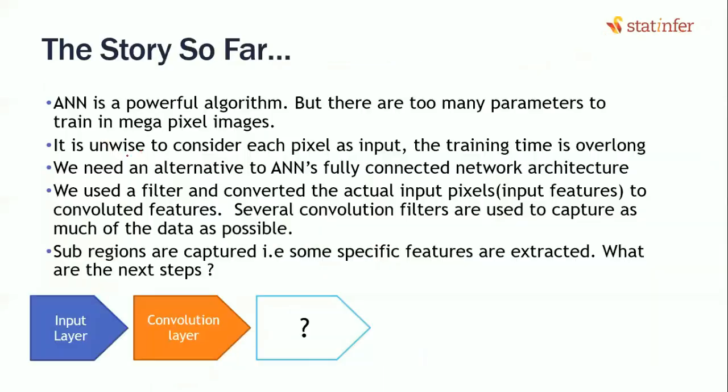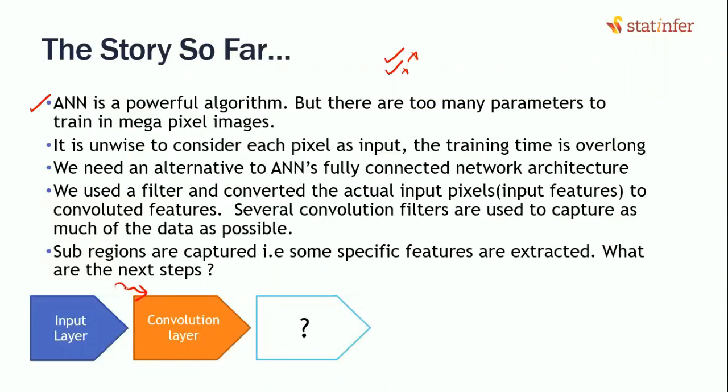So the story until now is that ANN is a powerful algorithm. We do have a lot of respect for it. However, ANN has some problems. What is it? The number of free parameters is an issue. The spatial integrity is lost. Then we introduce CNN. The name comes from that filter only, the convolution layer.